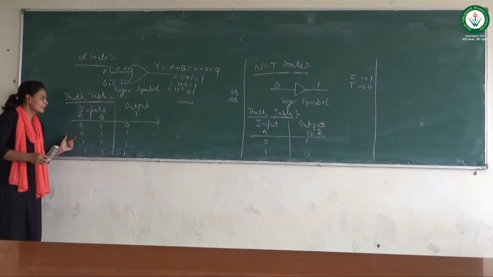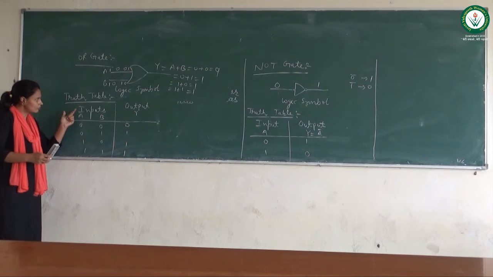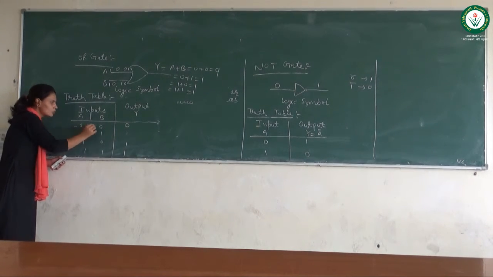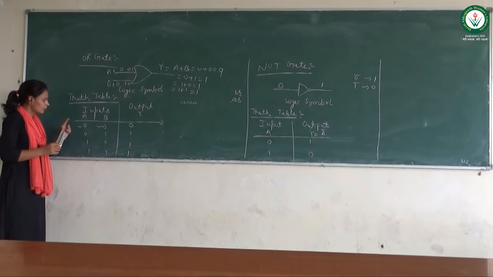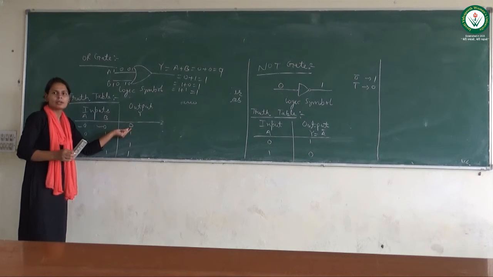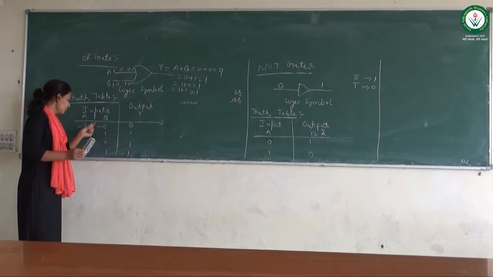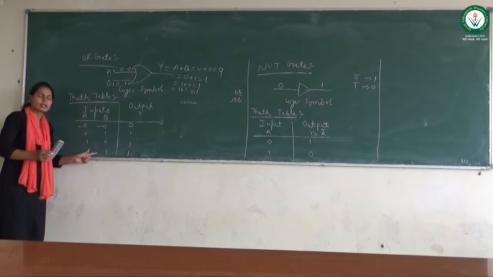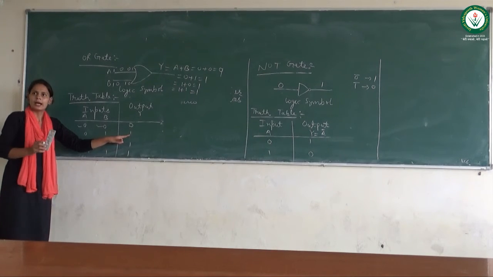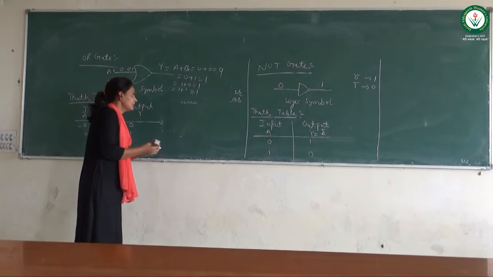So we can see from the truth table that if all the inputs of the OR gate are low, then the output of the OR gate will be low. If any one input of the OR gate is high, then the output of the OR gate will be high.